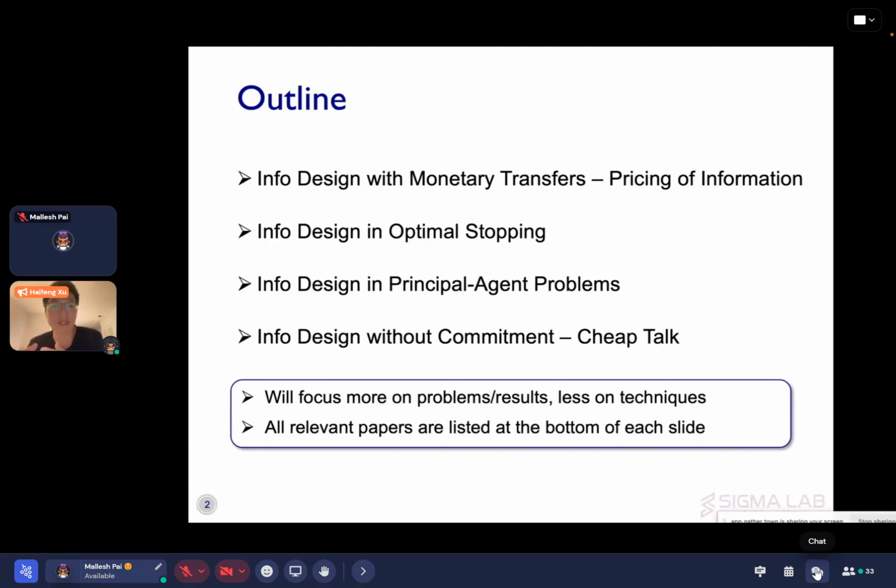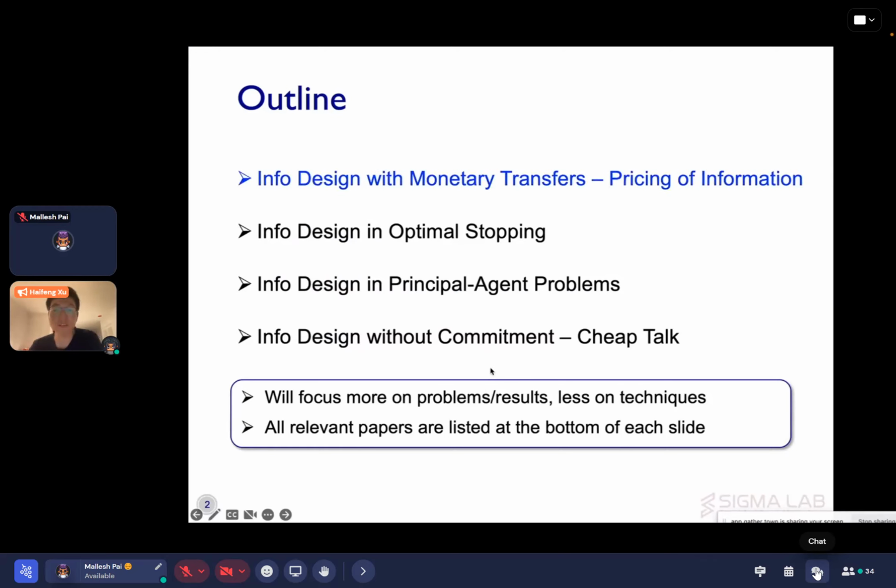For this part of the tutorial, I will primarily focus on the problem definition and the results that we have in those spaces, but less on the techniques, because for those, you can definitely check the reference papers. Moreover, all the relevant papers on every slide will be listed at the bottom of each slide. We will also post the slides on the website after the tutorial. Therefore, you can really see what the papers are that I'm talking about. So if you didn't catch the paper, don't worry about it. You should be able to find it in the online slides later. Good.